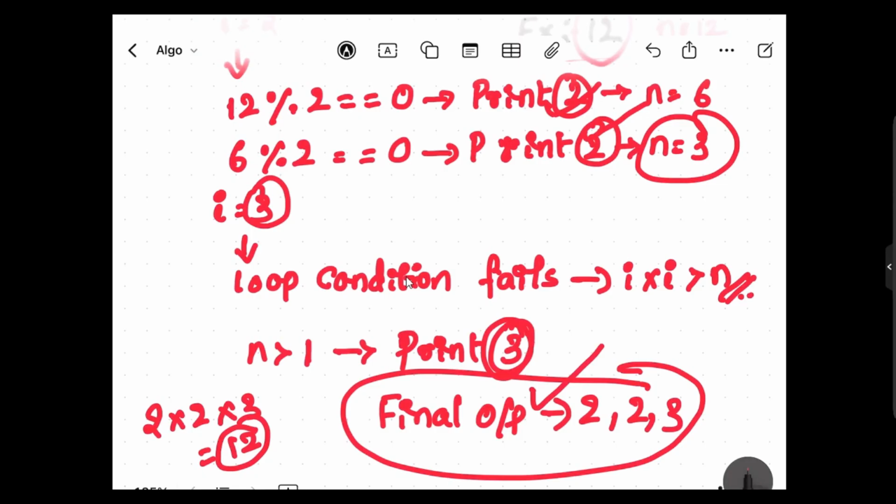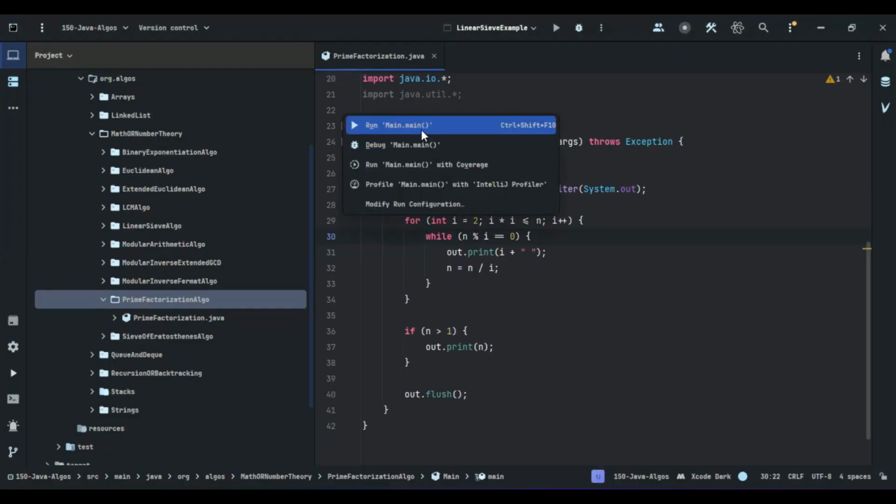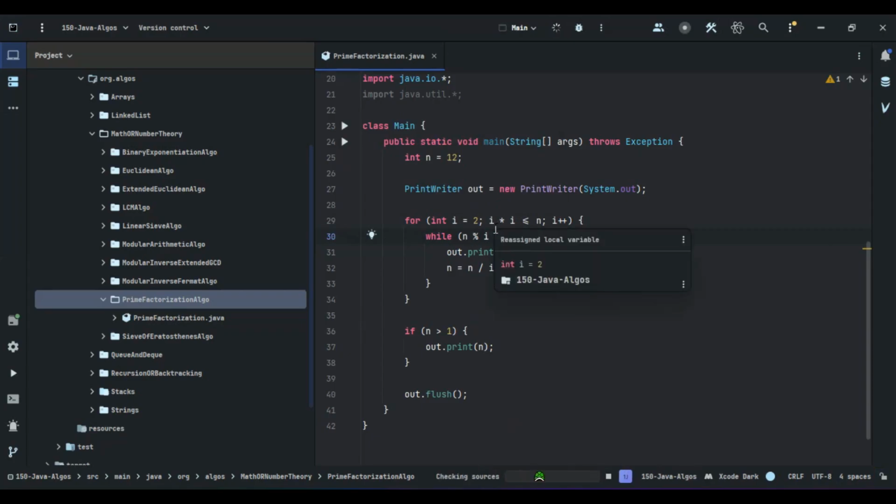Now we have dry run the code, and we have a complete idea of the output as well. Now let's run the code that we have written. Let me come here and run the code. Let's wait for some time.